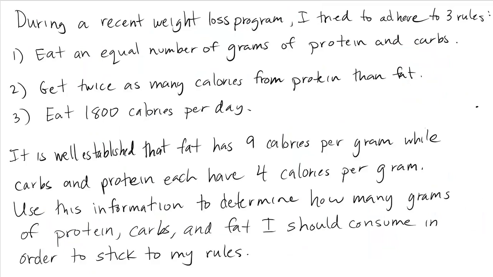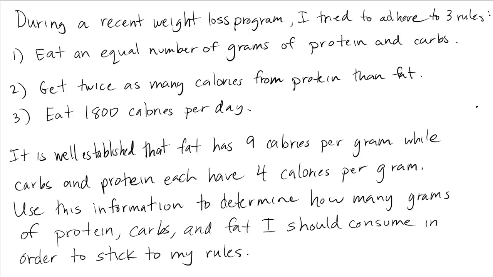During a recent weight loss program, I tried to adhere to 3 rules. I wanted to eat an equal number of grams of protein and carbs, so I was trying to keep protein and carbs the same. I wanted to get twice as many calories from protein than I did from fat, and I tried to restrict myself to 1,800 calories per day. Now, what I wanted to do is know how many grams of carbs, how many grams of protein, and how many grams of fat I should eat.